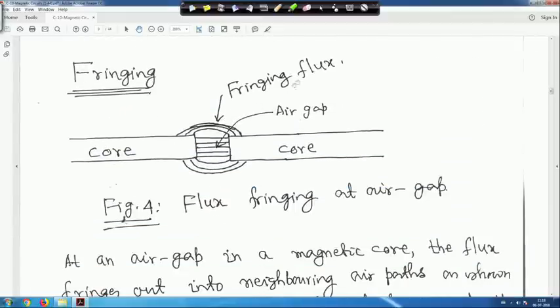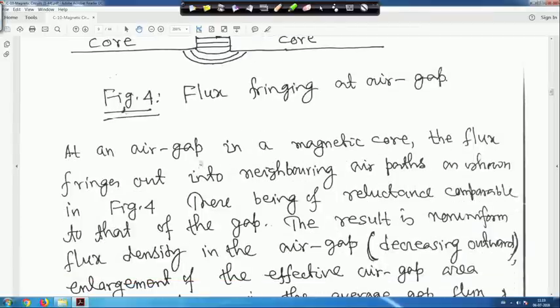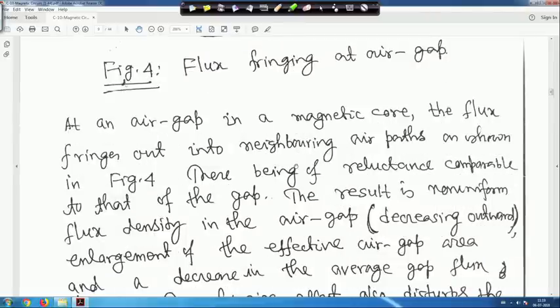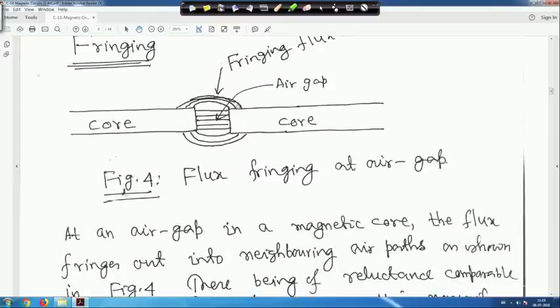Next is fringing, that is fringing flux. This is the air gap, and this is one core. This is another core. In between, some air gap is there. If you look into that, the flux density is not uniform, right? Particularly at the corner, it is taking a different path, not directly going from this to that. So that means at an air gap in a magnetic core, the flux fringes out into the neighboring air path, as shown in figure 4. So it is taking a path like this, right?